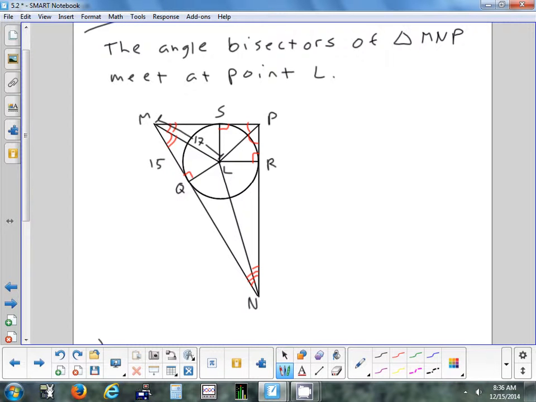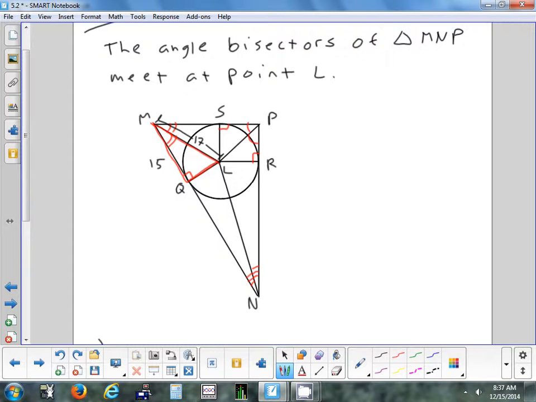Okay, you're trying to find LQ. And what kind of triangle is LQ in? It's a special triangle. Or right triangle. Yeah, it's in a right triangle with segment MQ and ML.